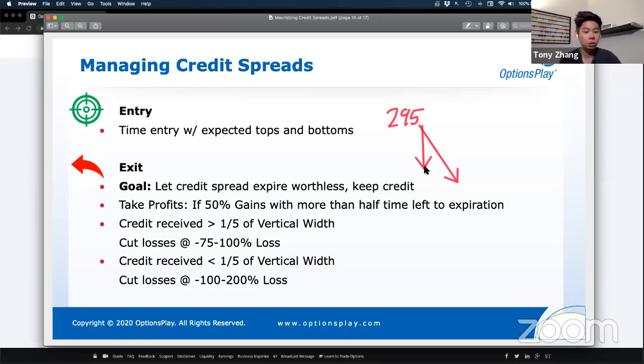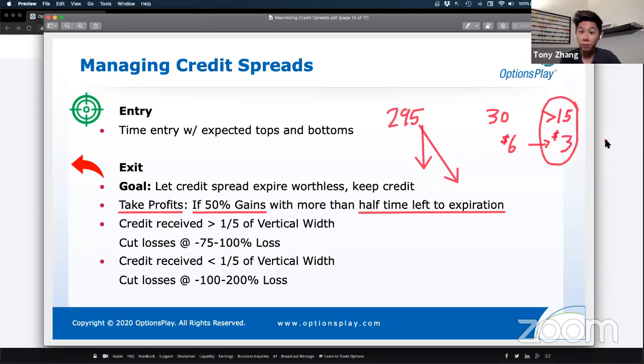So when that happens, generally what you want to do is take profit early if you can. Collect 50% of the gains with more than half the time left to expiration. So in the SPY example, we traded something that was 30 days away and we collected $6 in income. So if you find yourself where you've collected a $3 profit on that trade and you have more than 15 days left to go, that is an example of when you might want to start taking profits on a trade.